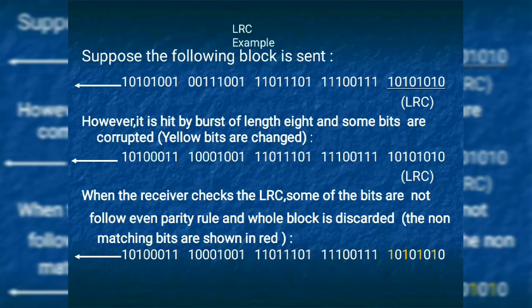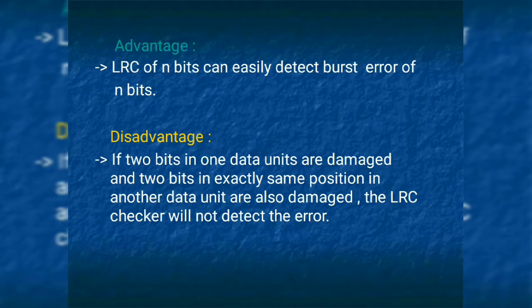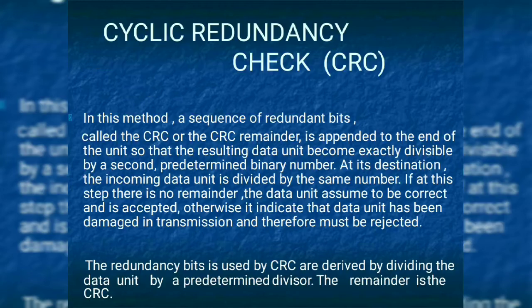So what is the advantage? This longitudinal redundancy check method is applied for n number of bits to detect burst errors. Two or more bits are detected. It can be applied for a large number of bits. What is the disadvantage? If two bits in one data unit are damaged, and other data units are also damaged in exactly the same position, the LRC checker will not detect the errors. It is unable to detect the errors.